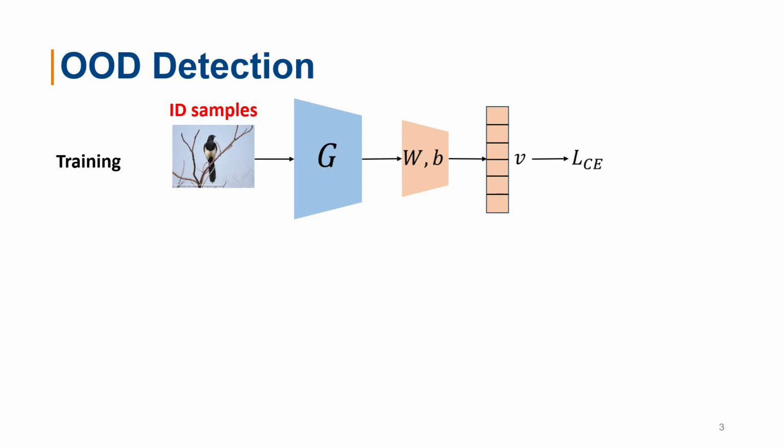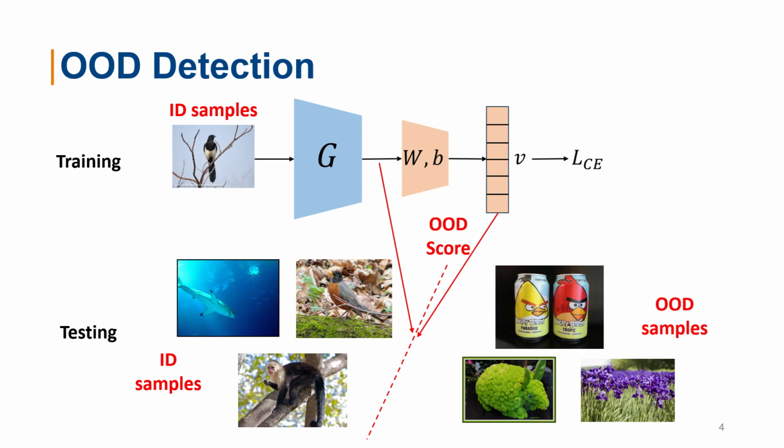A general pipeline for OOD detection is like this. During training, only ID samples are provided for training ID classification models. Then, during testing, we want to design an OOD score function based on the ID models to separate ID from OOD.